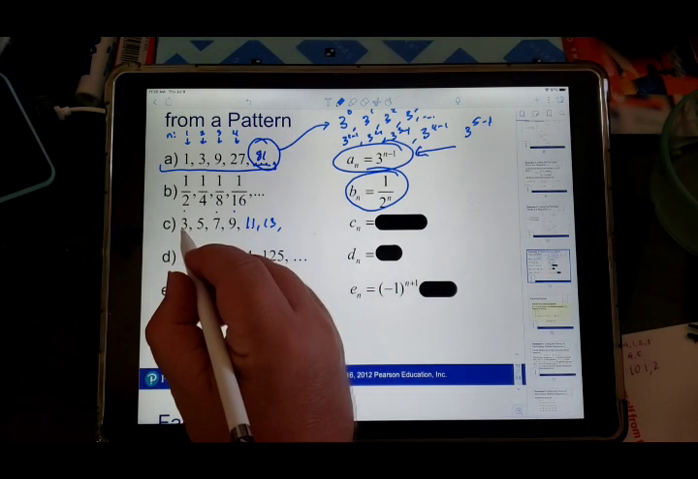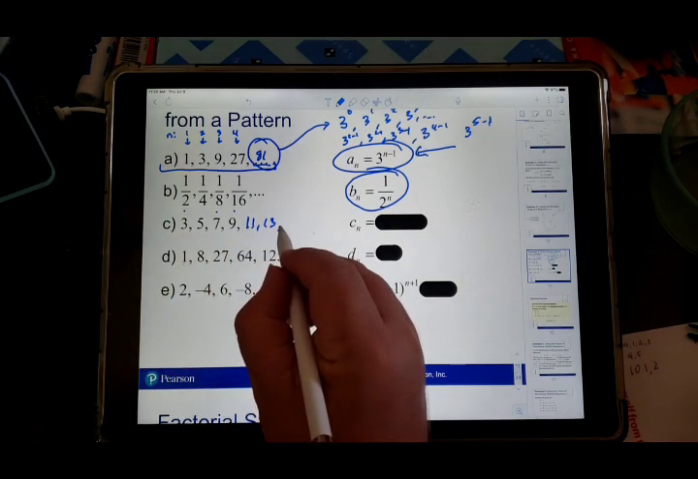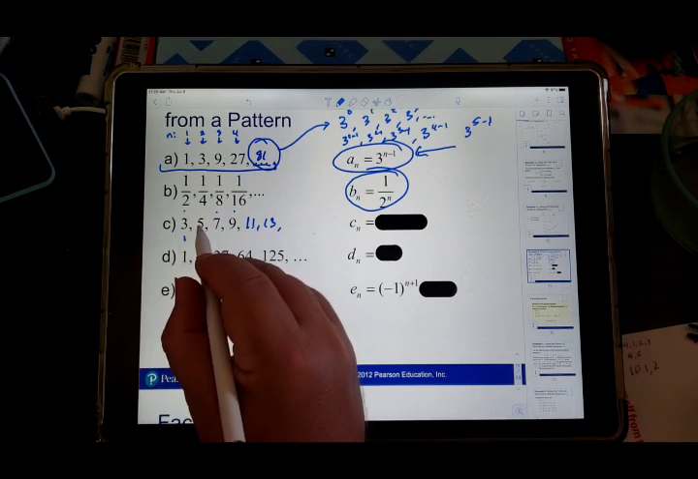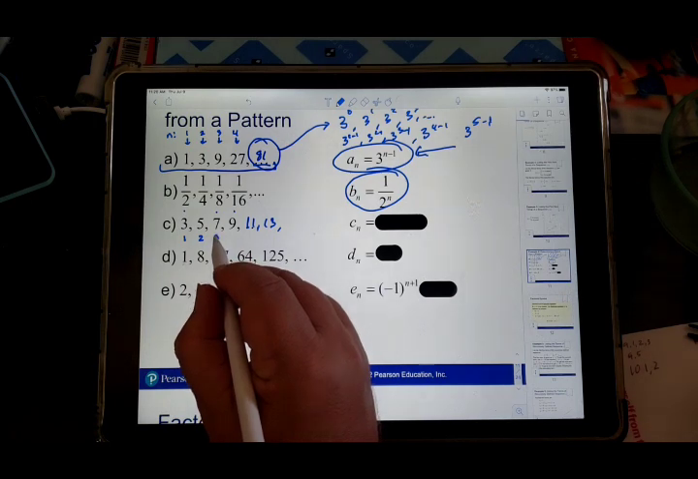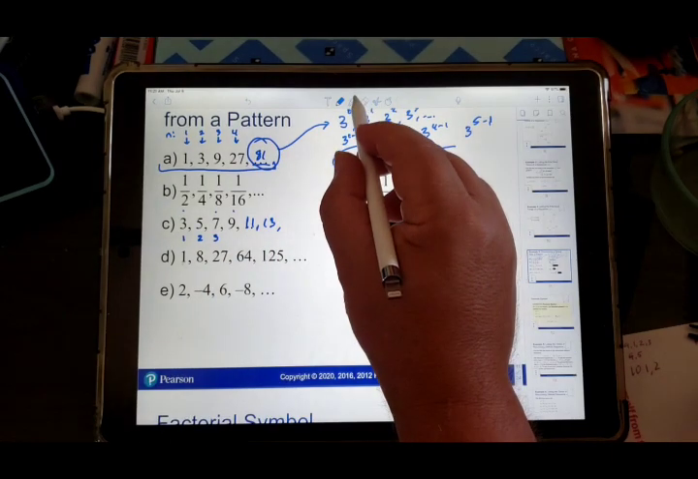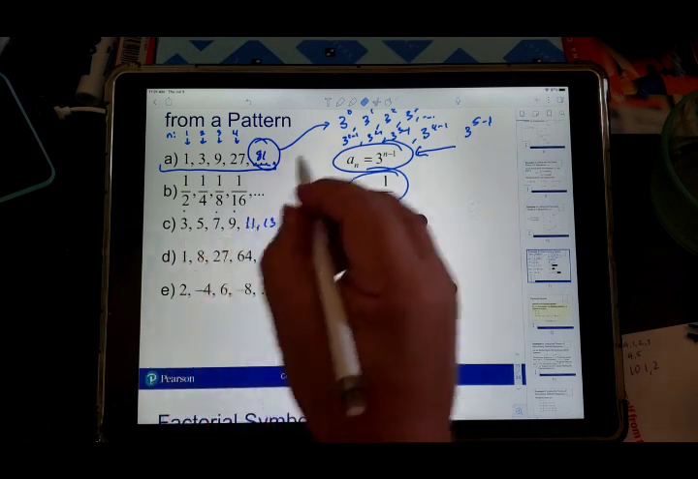The most important thing is to look for a formula that works for all of these, that when you put in a 1, you get the first term. When you put in a 2, you get the second term. When you put in a 3, you get the third term. All right. So a couple of things on this one. There is a pattern that we all know.